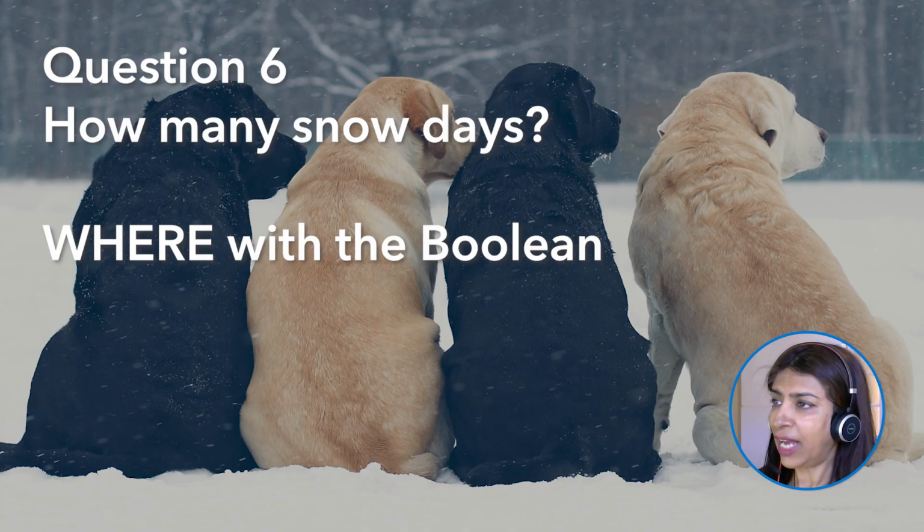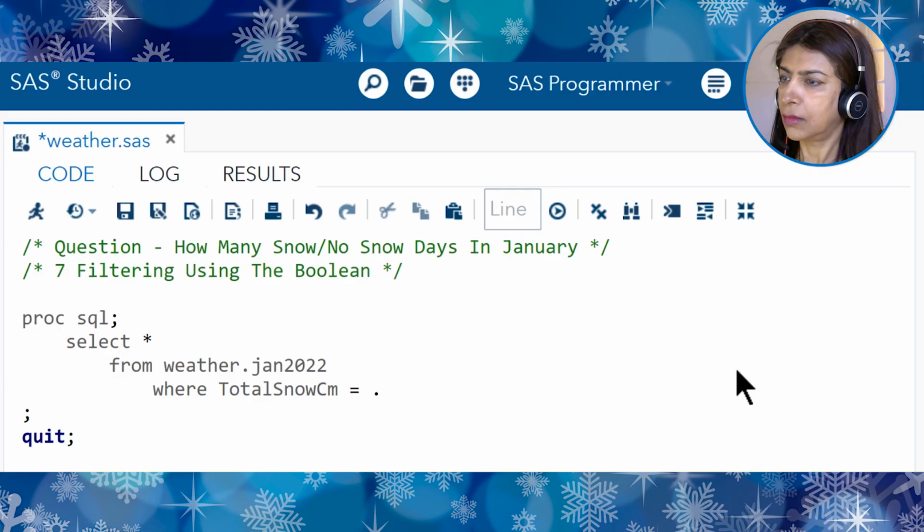To answer my very last question, we'll turn to the Boolean. I want to know how many snow days there are. Those are the days when my dog is going to burst into a smile versus the no snow days. So this is an incredible concept and we'll learn how to use it with the WHERE clause in this segment.